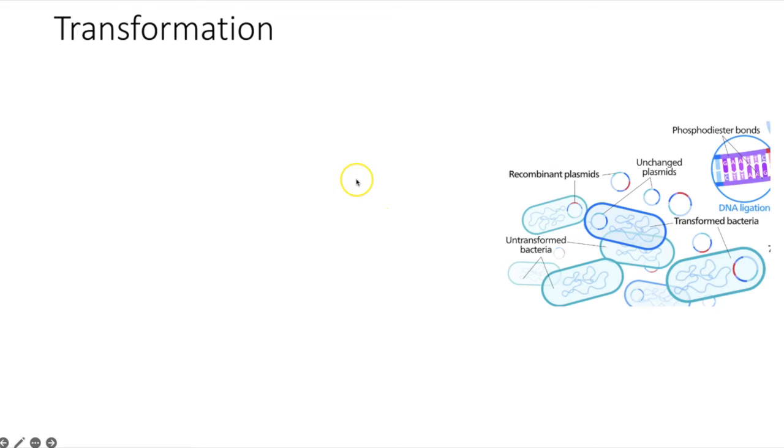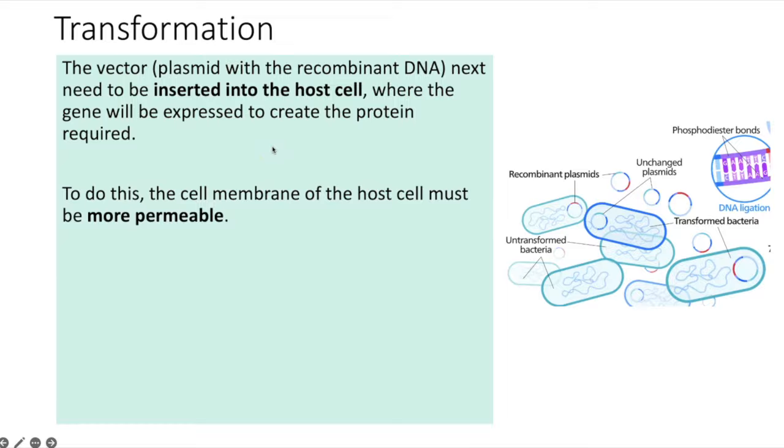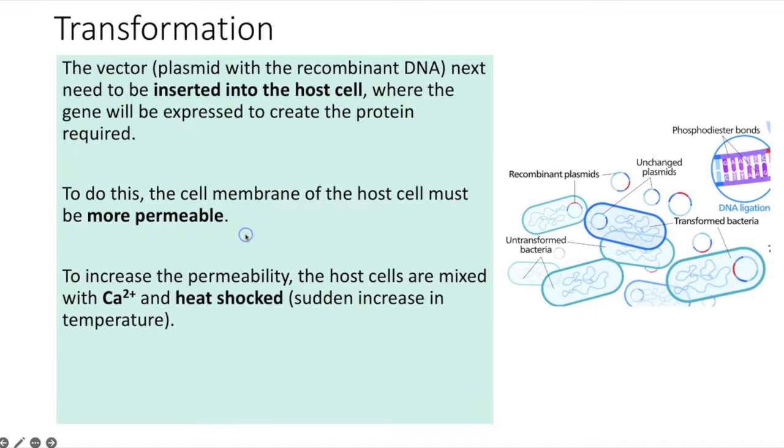We need to get that plasmid into the host cell, and that's what transformation is. So the vector, which is that plasmid with the recombinant DNA, next has to be inserted into the host cell, because that is the cell that's going to express that gene to create the protein. And in order to do this, we need to make the cell membrane of the host cell more permeable. And bacteria are your typical host cells.